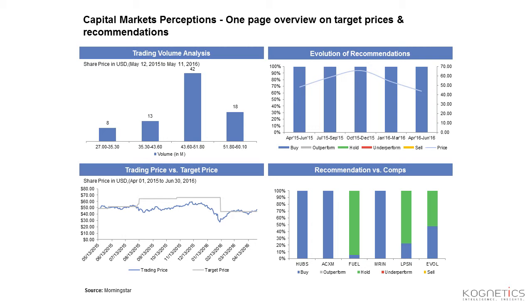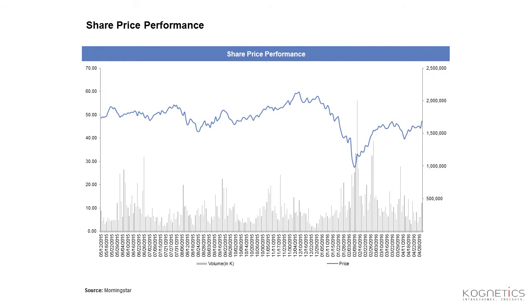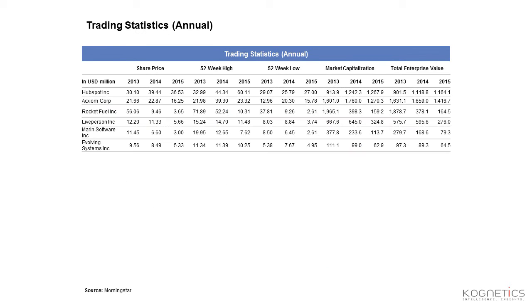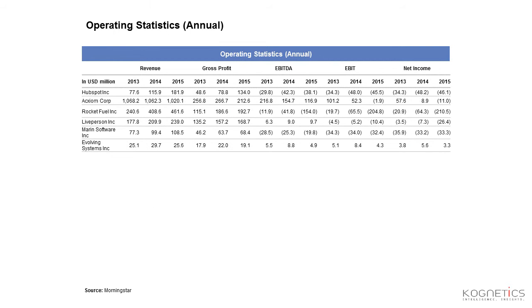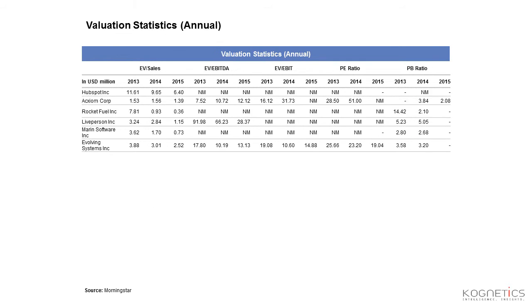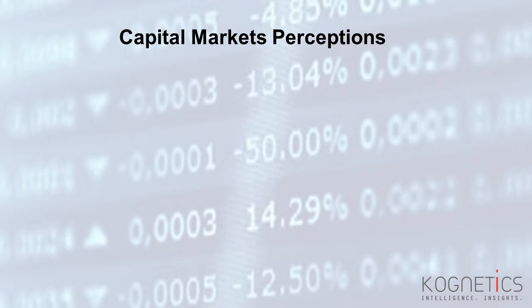Here I'm looking at HubSpot as my base company, and I create this one-page overview on target prices and recommendations. The second chart is on share price performance. The next chart has trading statistics, and I've also added charts for operating statistics and valuation statistics. And this was pretty easy to create with Kognetics. These charts are complex, but it took just a few minutes to create them.